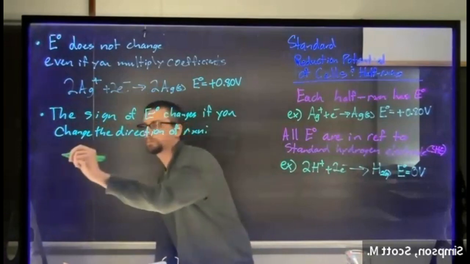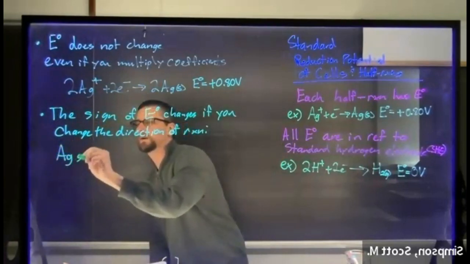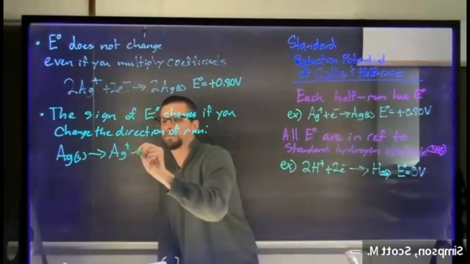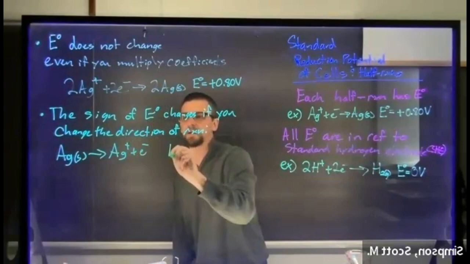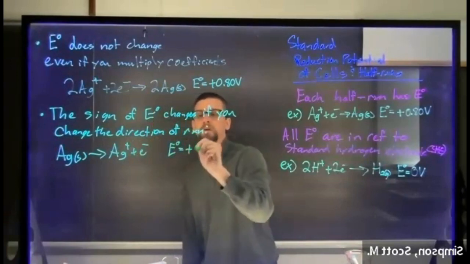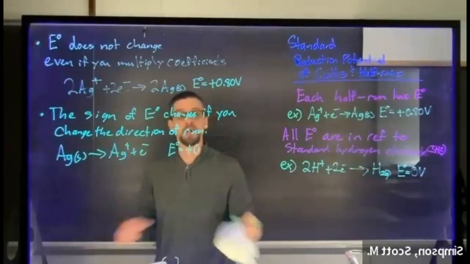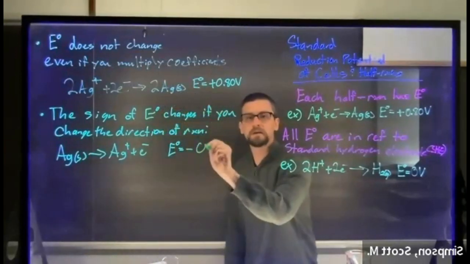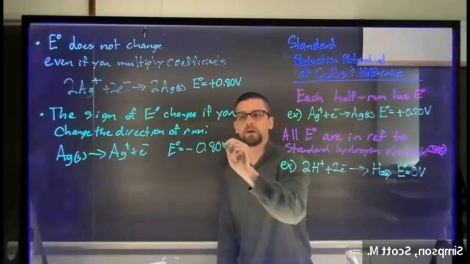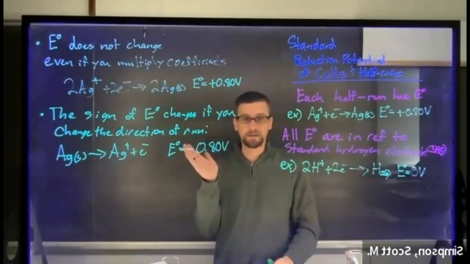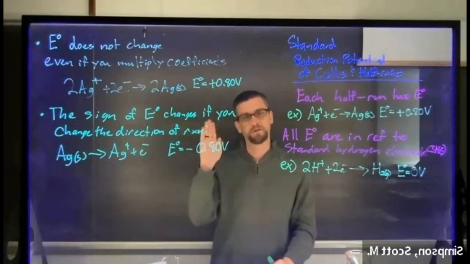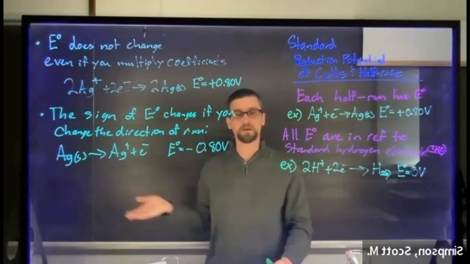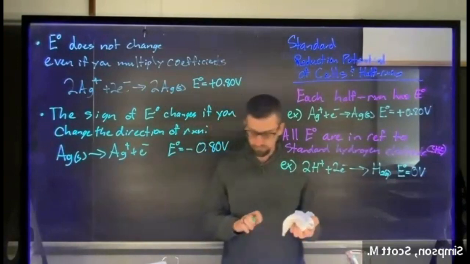So if we were to take silver and we were to oxidize it instead of reducing it, the E naught would be plus, changing sign would be negative 0.80 volts. Some people elect to not do it this way. They just do E cathode minus E anode. I think this is more intuitive, so that's the way that I do it.